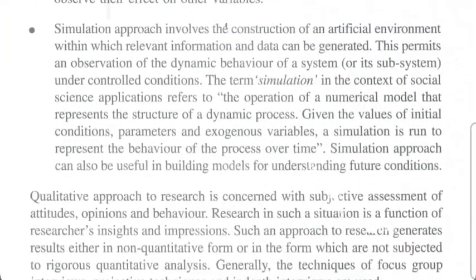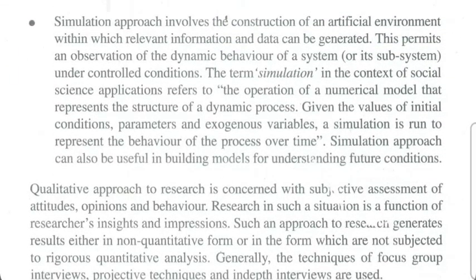Simulation approach involves the construction of an artificial environment within which relevant information and data can be generated. This permits an observation of the dynamic behavior of a system or its subsystem under controlled conditions. The term simulation in the context of social science applications refers to the operation of a numerical model that represents the structure of a dynamic process. Given the values of initial conditions, parameters, and exogenous variables, a simulation is run to represent the behavior of the process over time. Simulation approach can also be useful in building models for understanding future conditions.